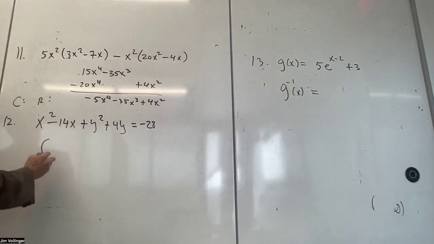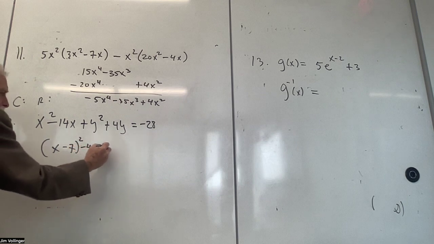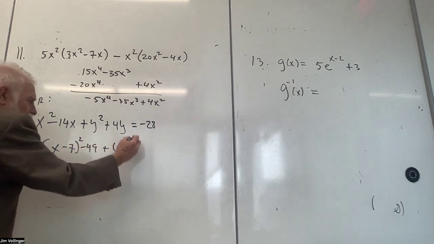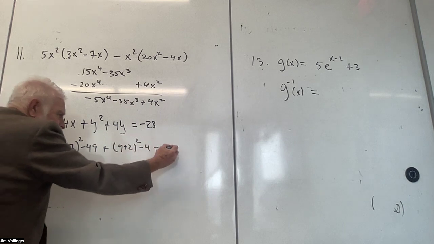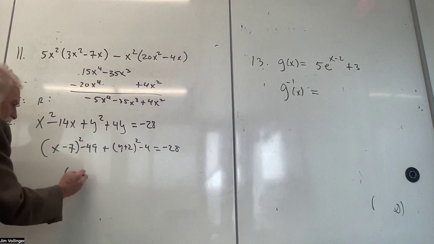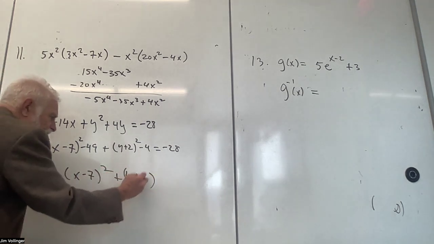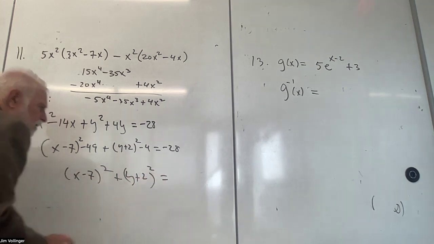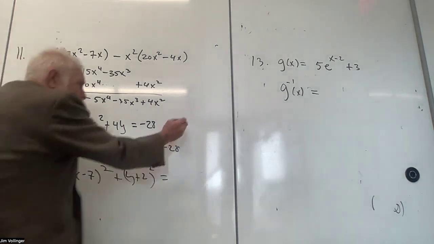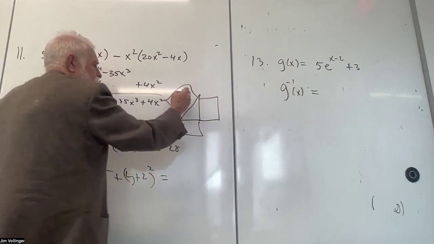So I'm completing the square, so that's x minus 7 squared minus 49 plus y plus 2 squared minus 4 equals minus 28. So my center is, well, let's clean it up. X minus 7 squared plus y plus 2 squared, a nice Pythagorean triangle here. These are the areas. Okay, so what I'm basically doing is finding these areas to the side lengths, and this is a constant.